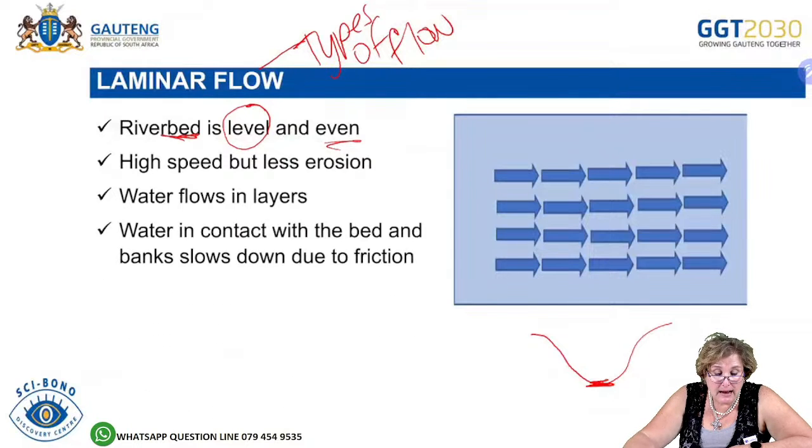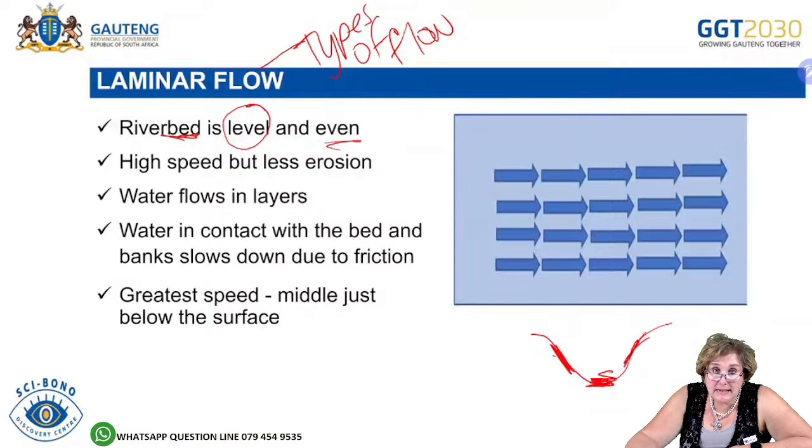The water that is in contact with the bed and the banks slows down due to friction. So at the bed and on the banks, the water that is there will be in direct contact, there will be friction, so obviously the river there will flow much slower. The greatest speed of the river, however, is there in the middle of the river, just below the surface. So in that area in the middle is where the river flows fast.